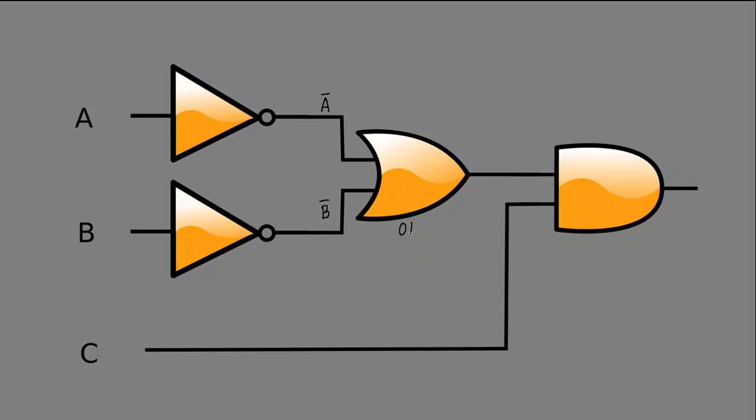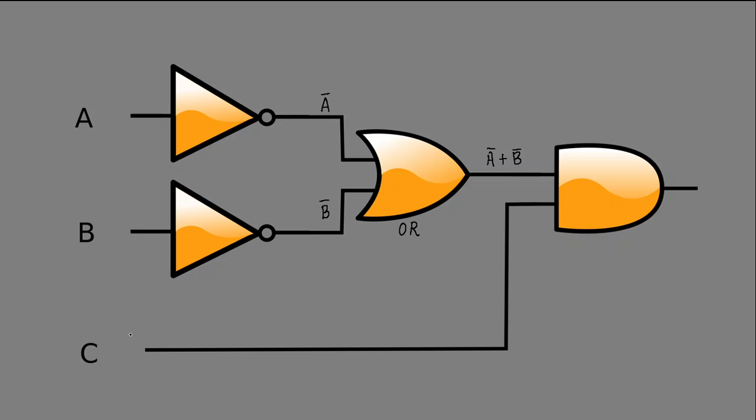This is the OR gate. The OR gate's terminology is to provide a plus sign between the two inputs. The two inputs are A complement and B complement. So the first input is A complement plus the second input B complement. This will be the output of the OR gate.